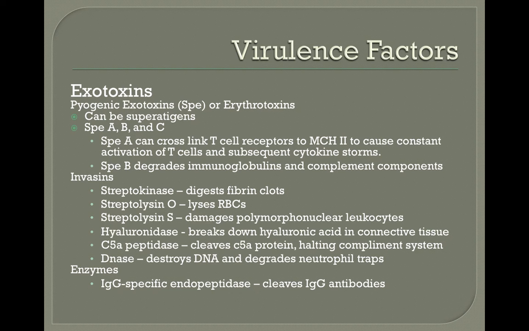Invasins are exotoxins that allow the pathogen to move throughout host tissue. So we have streptokinase, which digests fibrin clots, which are meant to keep a pathogen in a certain area of the body. Streptolysin O lyses red blood cells. Streptolysin S damages polymorphonuclear leukocytes, and these are like your basophils and your neutrophils. Then you have hyaluronidase, which breaks down the hyaluronic acid in connective tissue. C5a peptidase cleaves C5a proteins, which helps evade the complement system. And DNase destroys DNA and degrades the neutrophil traps.